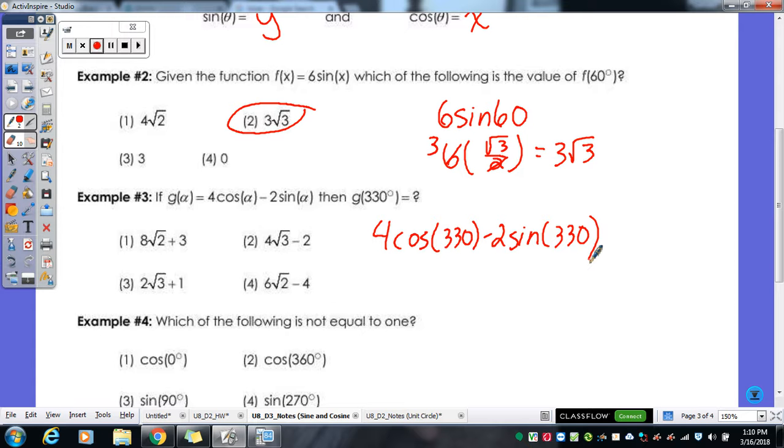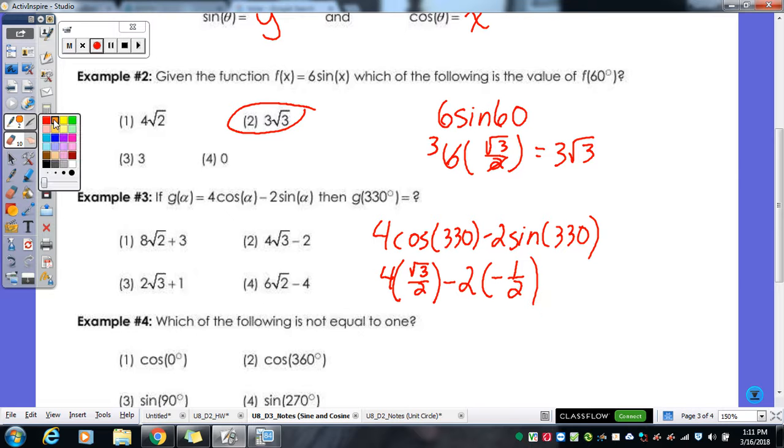So looking at your unit circle, cosine again is x, so what is the x coordinate of the 330 degree angle? It is radical 3 over 2. Then your y coordinate, which is your sine of 330, would be negative 1/2. So again, this 2 makes this 4 turn into a 2, so we have 2 radical 3. And then negative 2 times negative 1/2.